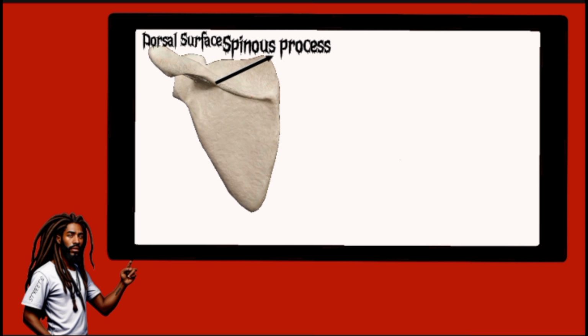So this thing wey divide am into two, it is called the spinous process. It is called the what? The spinous process of the scapula. It is like a shelf wey just dey separate am into upper and lower portion. So we get supraspinous and we get infraspinous. Supraspinous above, infraspinous below. These are the portions of the dorsal surface.